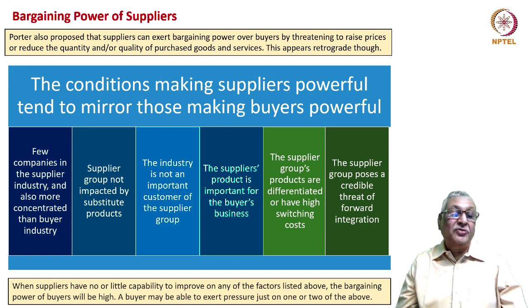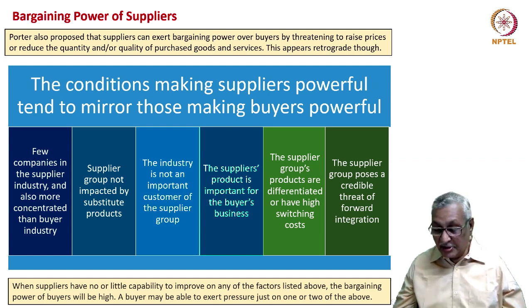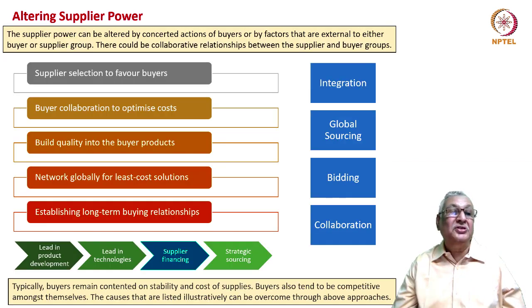When the suppliers have no capability to improve upon any of these factors, then the bargaining power of buyers will be very high. On the other hand, if the supplier is able to improve upon all of these factors, the bargaining power of suppliers is very high. And typically, again, only one or two factors may be effective in each of these cases.